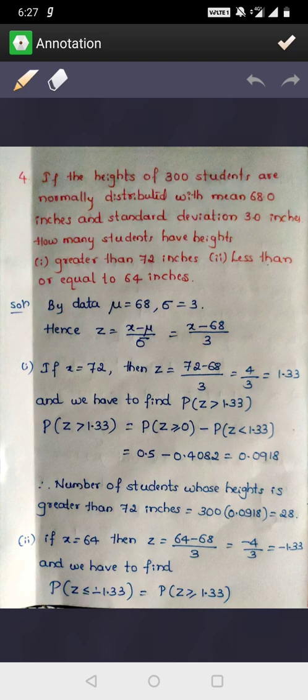Now, what is given by the data? We have mean mu as 68 and the deviation sigma as 3, and hence the standard normal distribution formula is z equal to x minus mu divided by sigma, that is, z equal to x minus 68 divided by 3.